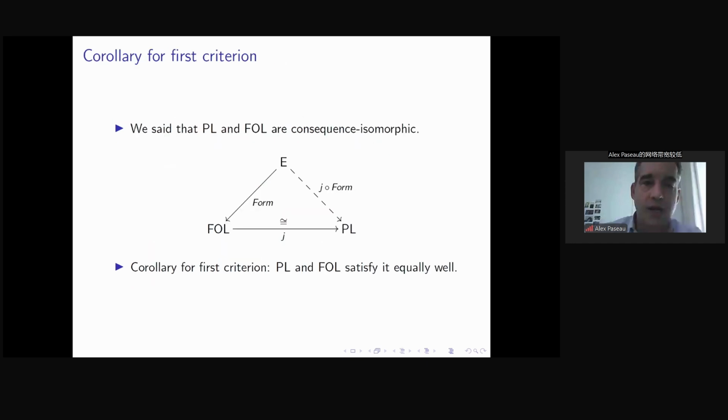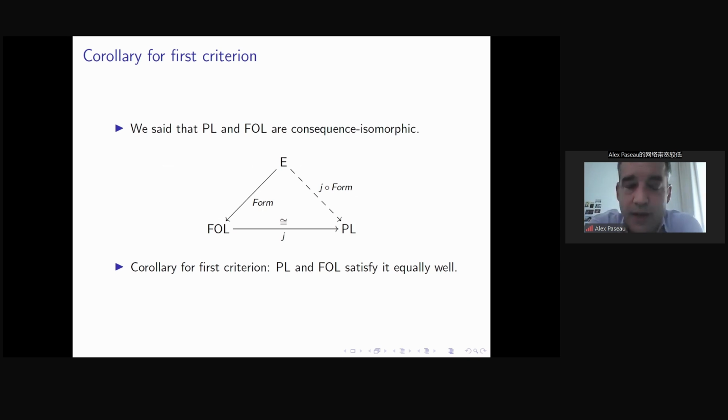Okay, so what's the corollary? Let's go back to our interest in formalization. What's the corollary for the first criterion? We said that the first criterion of good or acceptable formalization is to capture the implicational structure. And we wondered whether this trick that you can play with propositional logic could be played more generally. And the answer is yes, precisely from the fact that they're consequence isomorphic. So let's think about a formalization map from English into first-order logic. Suppose you formalize that using the formalization map. Then at the bottom here, you've got an arrow, that's a consequence isomorphism from FOL to propositional logic.